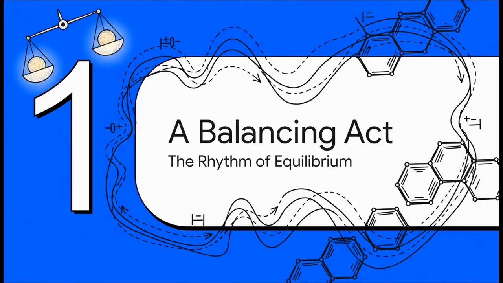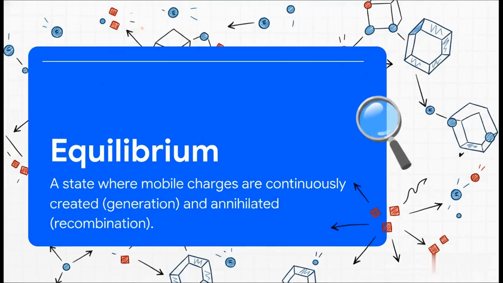Okay, so first up, let's talk about a semiconductor's natural state. It's all about this delicate balancing act, a rhythm that physicists call equilibrium. Now, equilibrium might sound peaceful, but it's anything but a state of rest. It's this super dynamic balance.